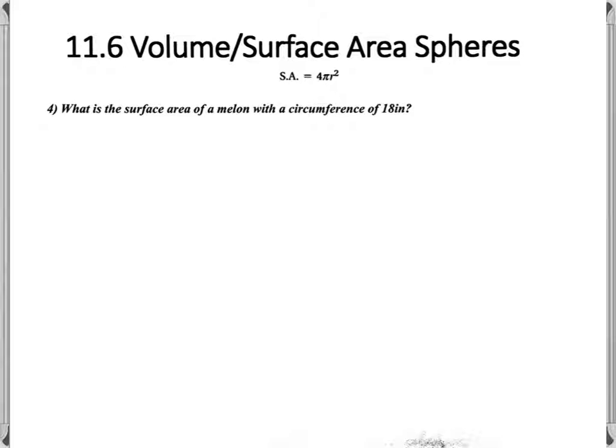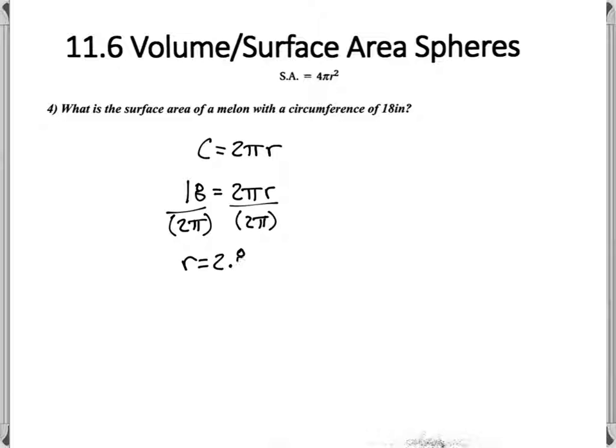What is the surface area of a melon with a circumference of 18 inches? So just like the last problem, we're going to use the circumference formula, 2 pi r, and we're going to solve for the radius first. So that's 18 equals 2 pi times the radius. So we'll divide both sides by 2 pi. And make sure you're putting it in parentheses. It makes sure your calculator keeps track of the 2 and the pi together when dividing the 18. So in this case, you get your radius to be right around 2.86.